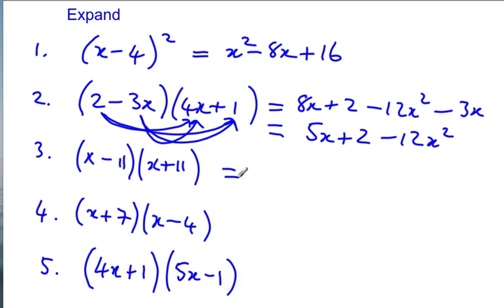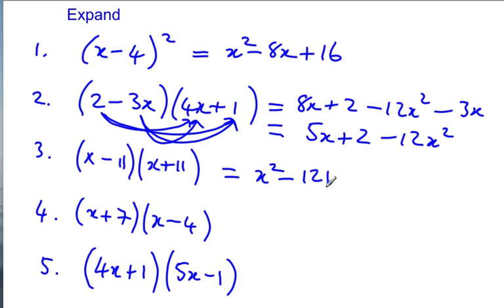Anyway, now, third question. This one, very straightforward, difference of 2 squares because it's got the x plus something, or x minus something, and x plus something. So it must be difference of 2 squares. Answer, x squared minus 11 squared, which is 121. That should have taken, as I say, about the time it took me to write the question. You just write the answer straight down.